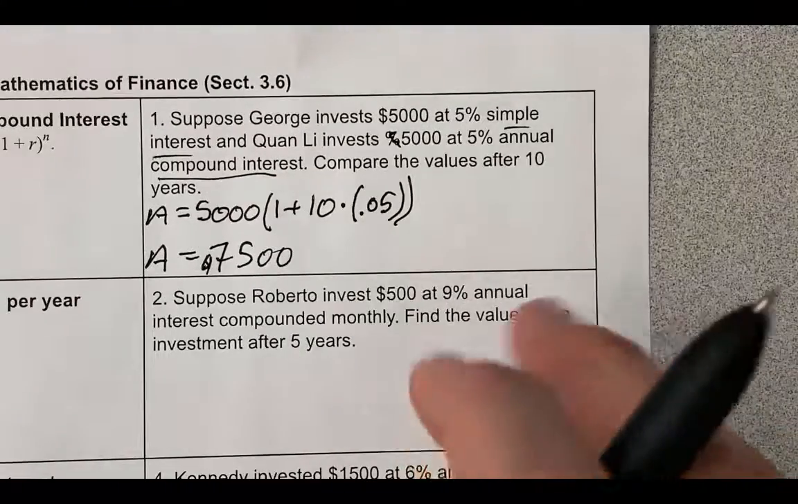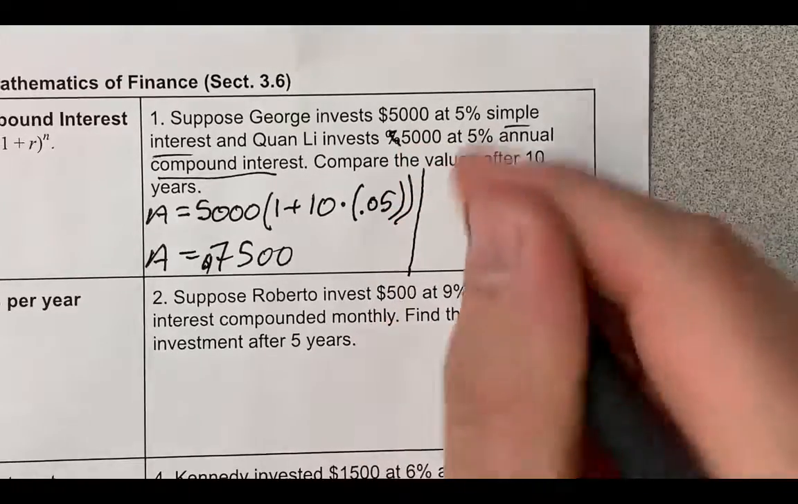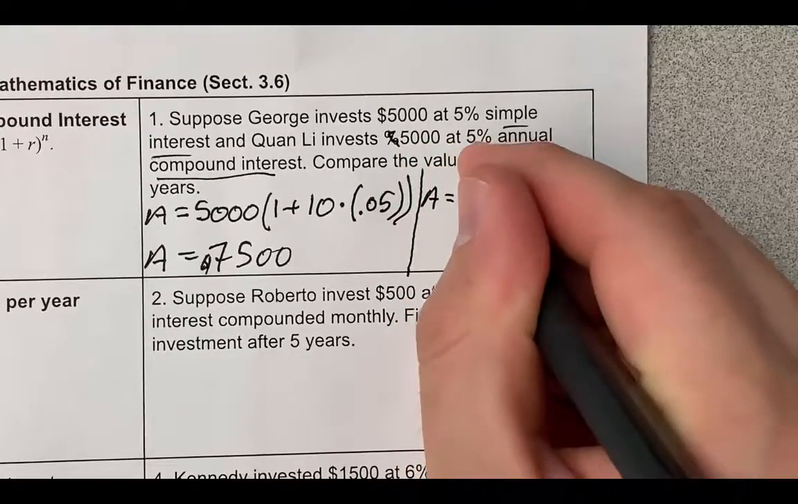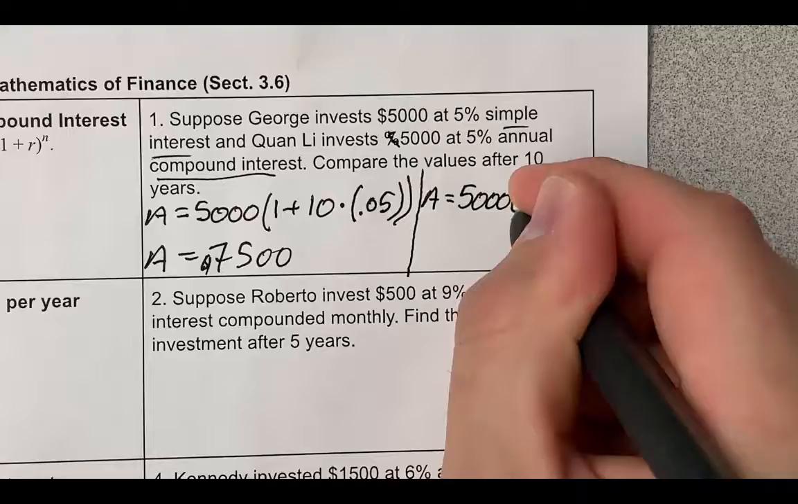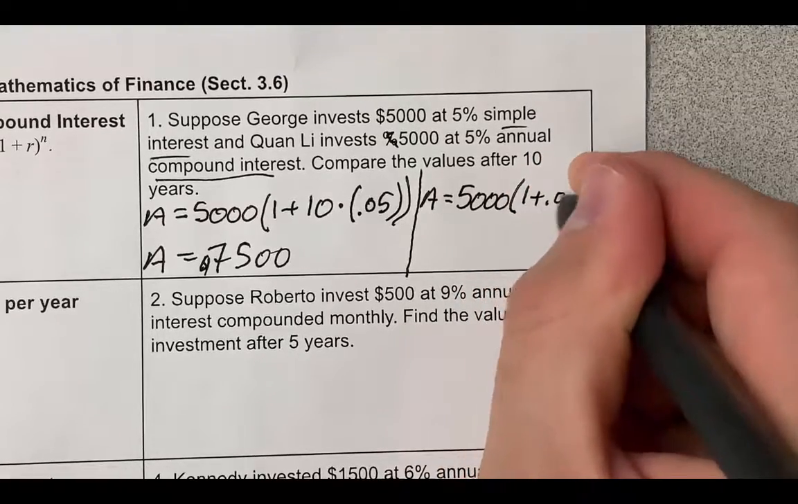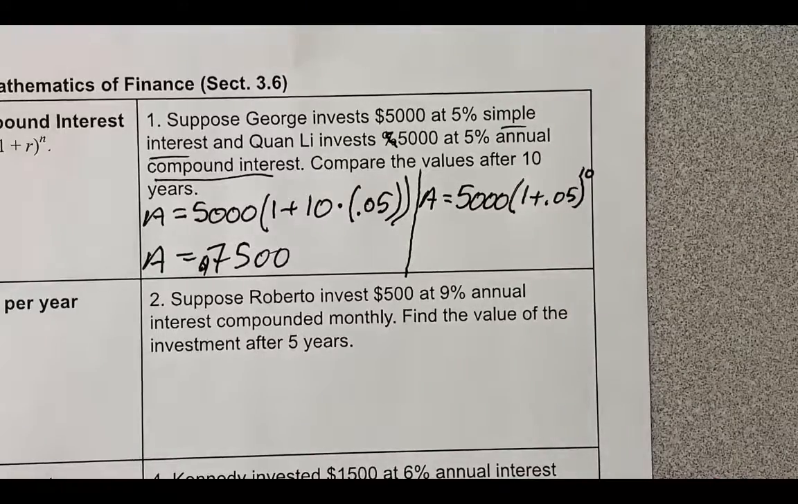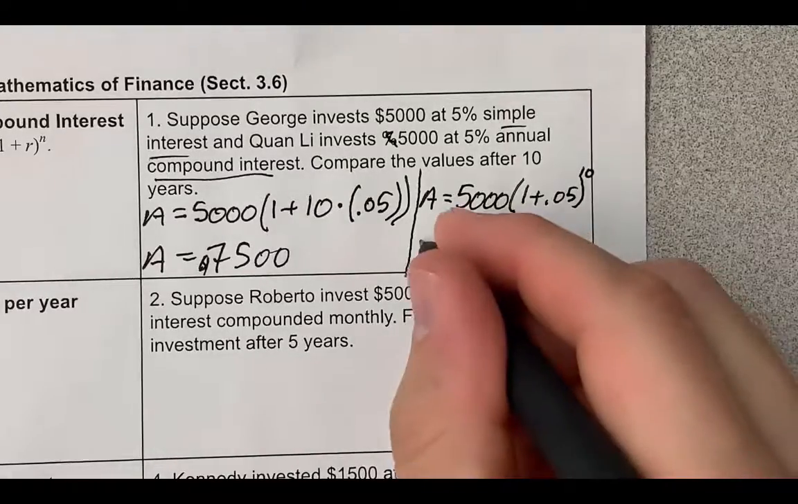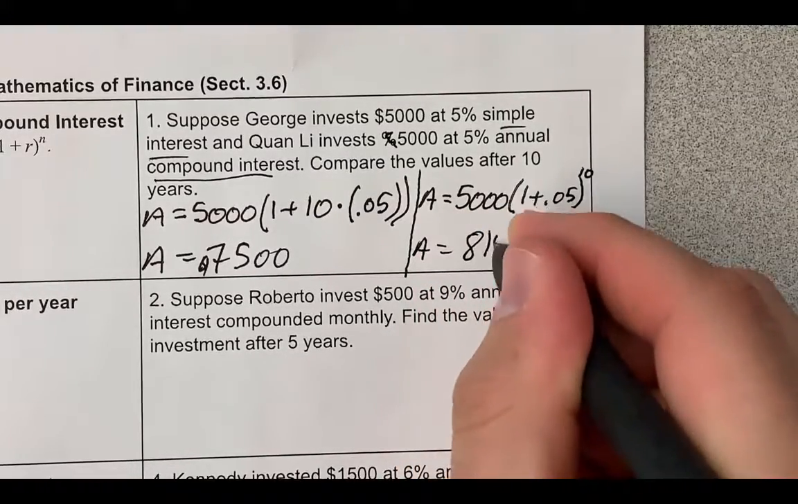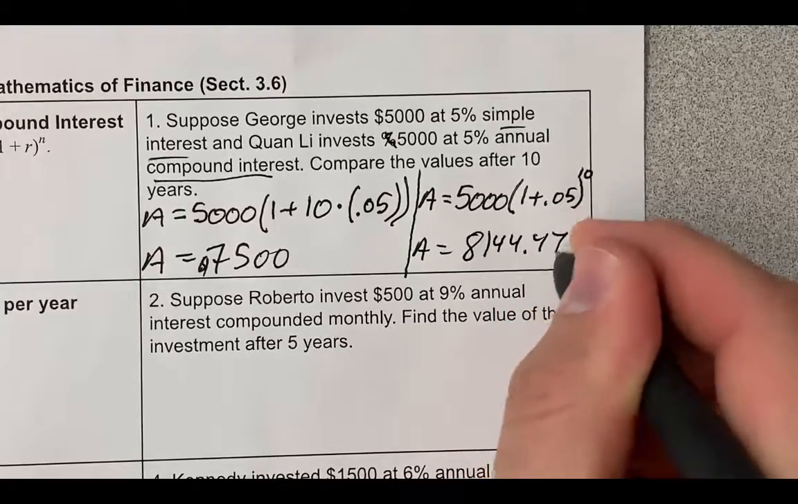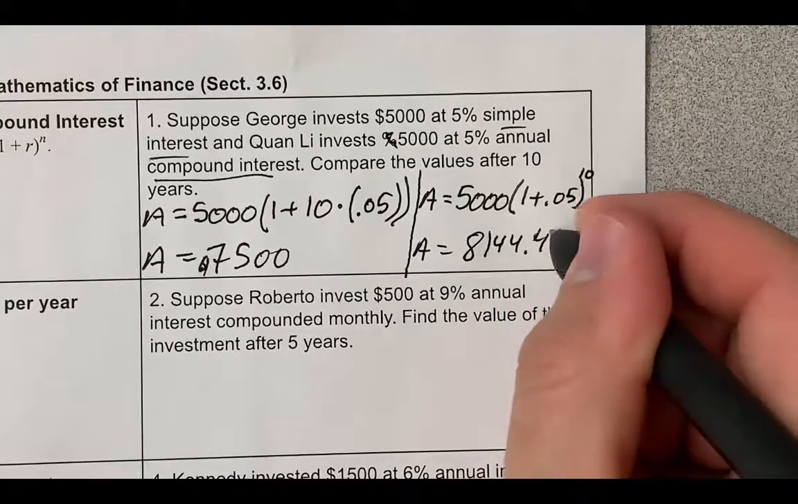So we'll check for compound interest then. For compound interest, we'll have A equals 5,000 times 1 plus 0.05 raised to the 10 power. When you compute that, you get 8,144.47.